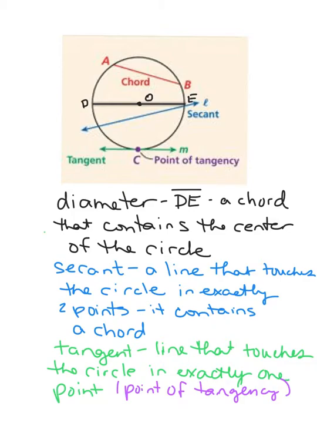Now when we're talking about a secant, that's a line that touches the circle in exactly 2 points, and it contains the chord. So the secant here, if I stop at the end of the circle, that creates a chord. But if I continue on through and put arrows on the end to make it a line, that is called a secant. Now the last vocabulary word on this basic diagram is a tangent. A tangent is a line that touches the circle in exactly 1 point. So it doesn't go through it, it just touches it on the outside. And it does have a point of tangency, which in this case is point C. That's the point where it touches the circle.